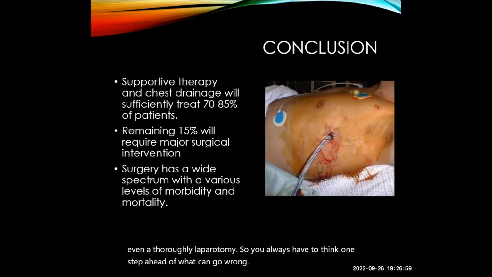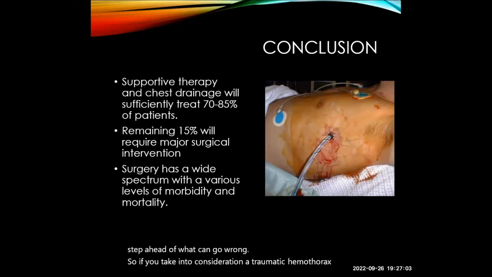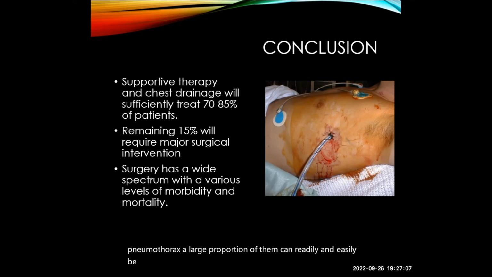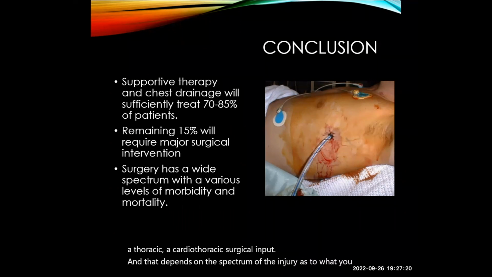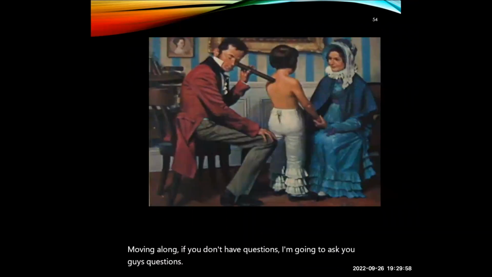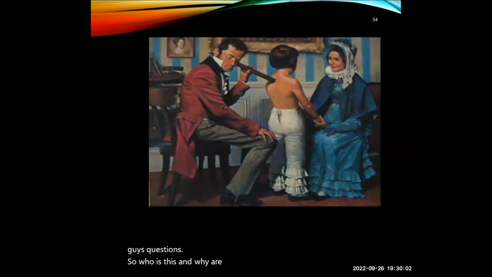So if you take into consideration a traumatic hemothorax, pneumothorax, a large proportion of them can readily and easily be managed with a chest drain. A small proportion will require a thoracic or a cardiothoracic surgical input, and that depends on the spectrum of the injury as to what you do with varying morbidity and mortality. So who is this and why are we having him in our talk?